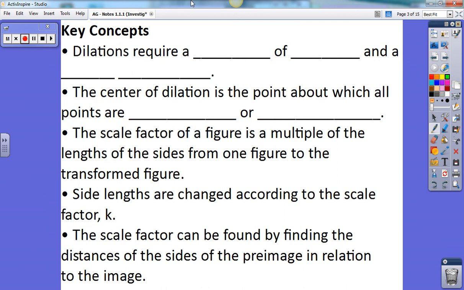Alright, so some key concepts. Dilations require a center of dilation as well as a scale factor. I need both of those things in order to do a dilation. The center of dilation is the point about which all points are reduced or enlarged. And the scale factor is something that I'm going to multiply each of the lengths of the sides by in order to either reduce or enlarge the figure.